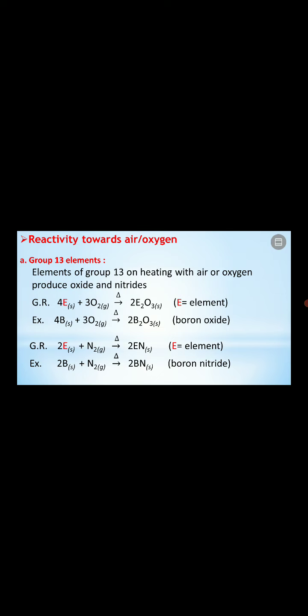4E plus 3O2 gives 2E2O3, here E is for element. For example, 4B plus 3O2 gives 2B2O3, that is boron oxide. Second general reaction: 2E plus N2 gives 2EN, E for element. Example is 2B plus N2 gives 2BN, that is boron nitride.